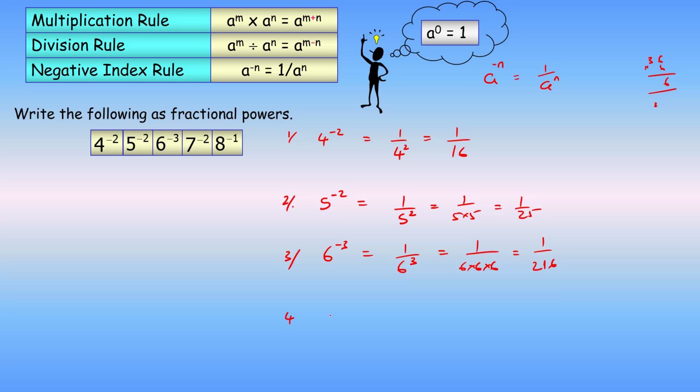That's number 3. Number 4 is 7 to the power of minus 2, which is 1 over 7 squared, which is 1 over 7 times 7, 49, square number. And number 5, 8 to the power of minus 1 is simply 1 over 8. Good.